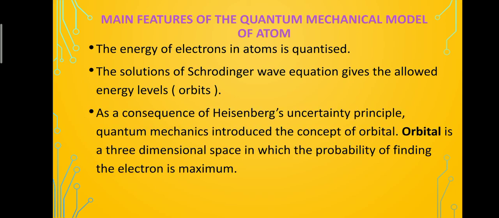And next one, as a consequence of Heisenberg's uncertainty principle, quantum mechanics introduced the concept of orbitals, and orbitals are nothing but the three-dimensional space in which the probability of finding the electron is maximum.